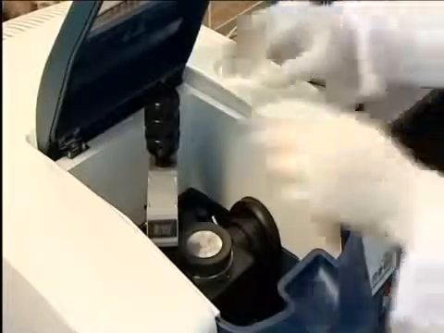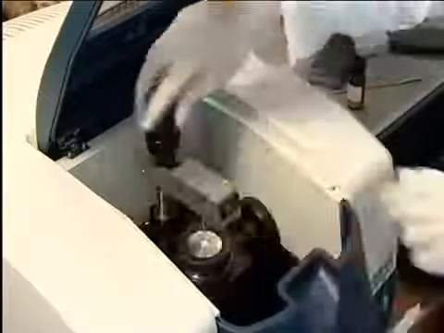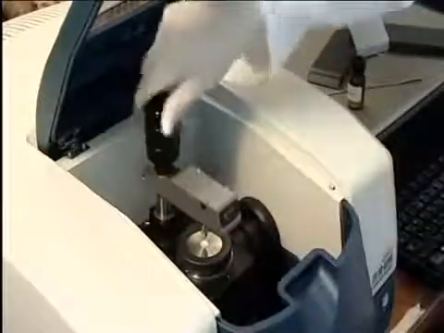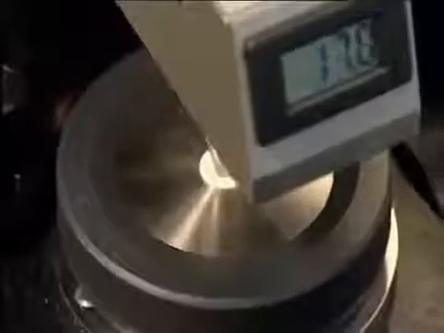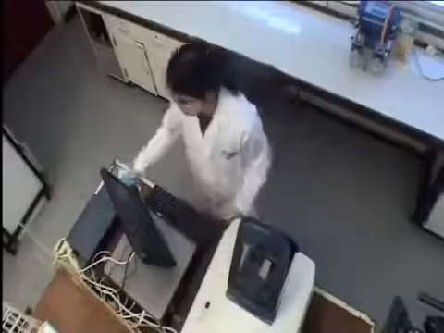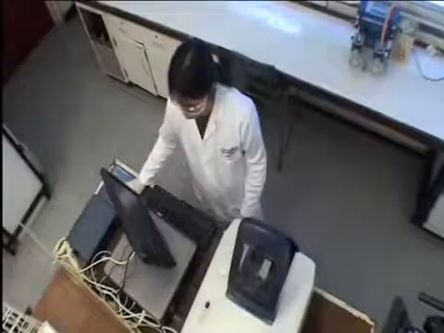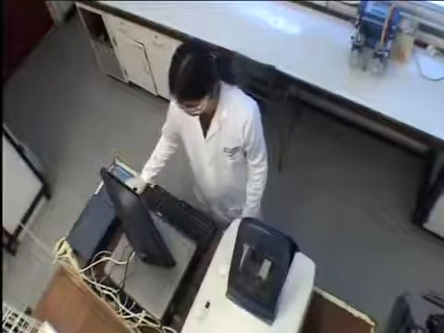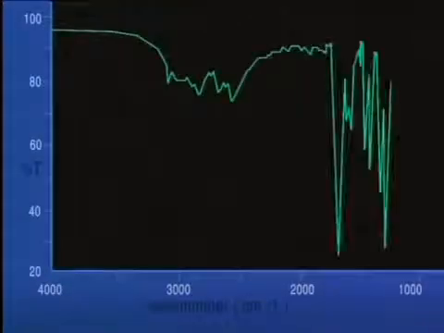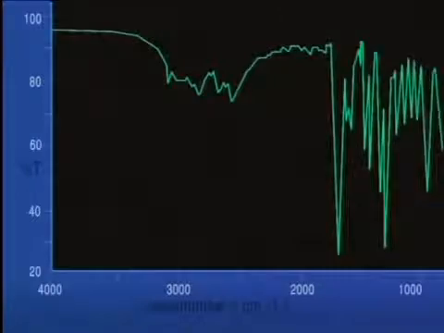The torque wrench is used to squash the sample to ensure a good contact with the surface of the crystal. For most samples, no preparation is required. Details of the scan are entered into the computer. The spectrum of the sample is obtained within a few seconds. The wave numbers of the more significant peaks can be labelled onto the spectrum. This helps the chemist to interpret the data.